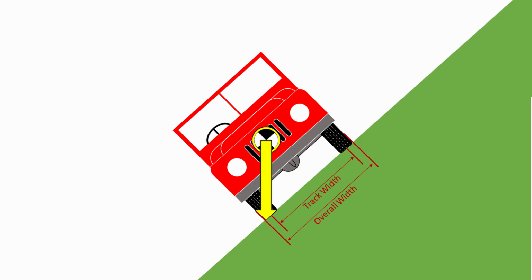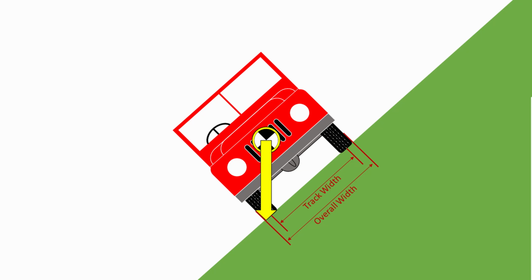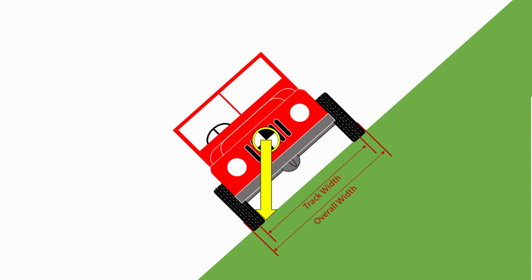Eventually, that arrow will get to the point where it's pointing outside of the wheel track of the vehicle. So when it gets to the point where it's gone outside the edge of the downhill tyre, at that point the vehicle will become unstable. So you can see that the wheel track of the vehicle, how far apart the wheels are, is an important factor in maintaining the stability of the vehicle.